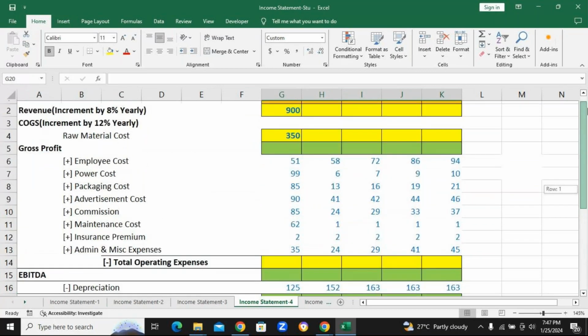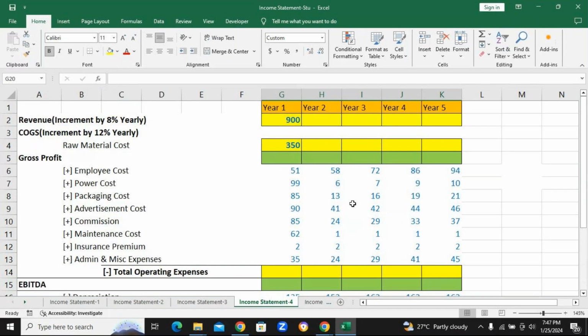I wanted you people to just give a try with this. Next class we will solve this one also. Before that, I just wanted you people to give a try and see if you can solve it.